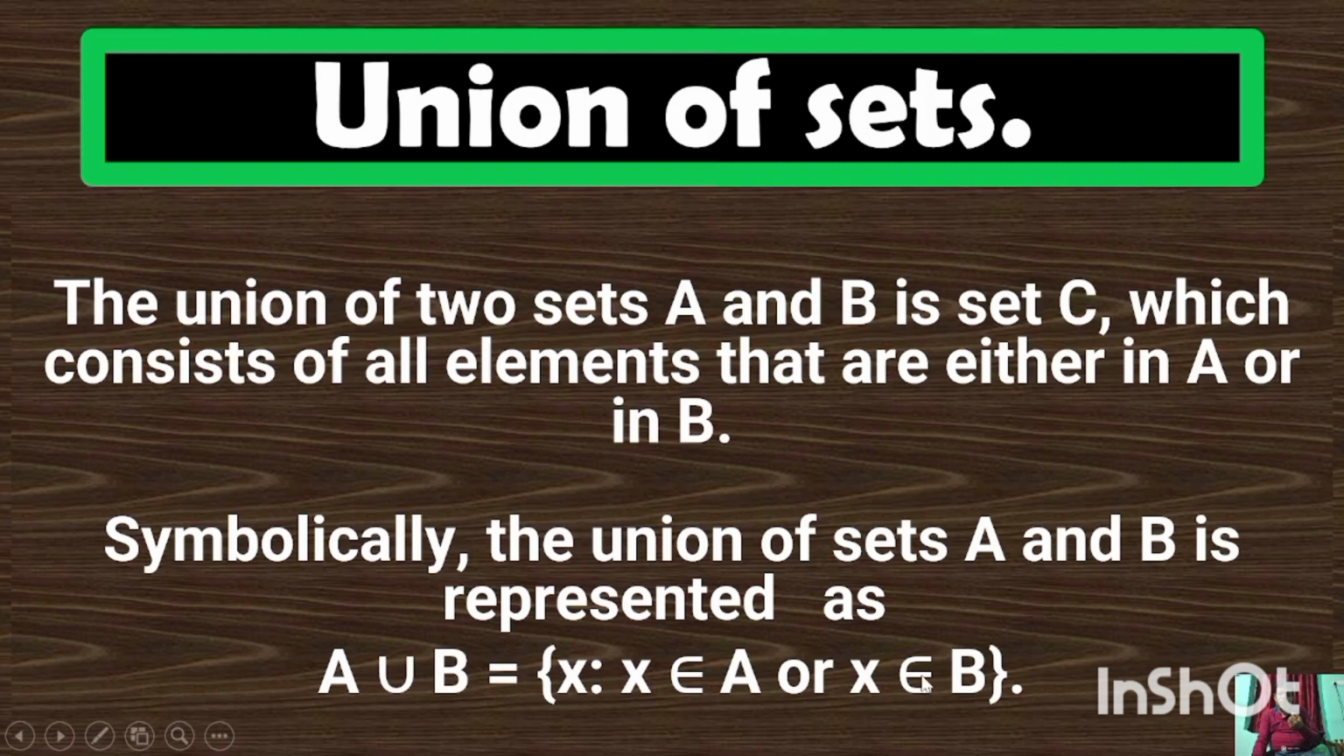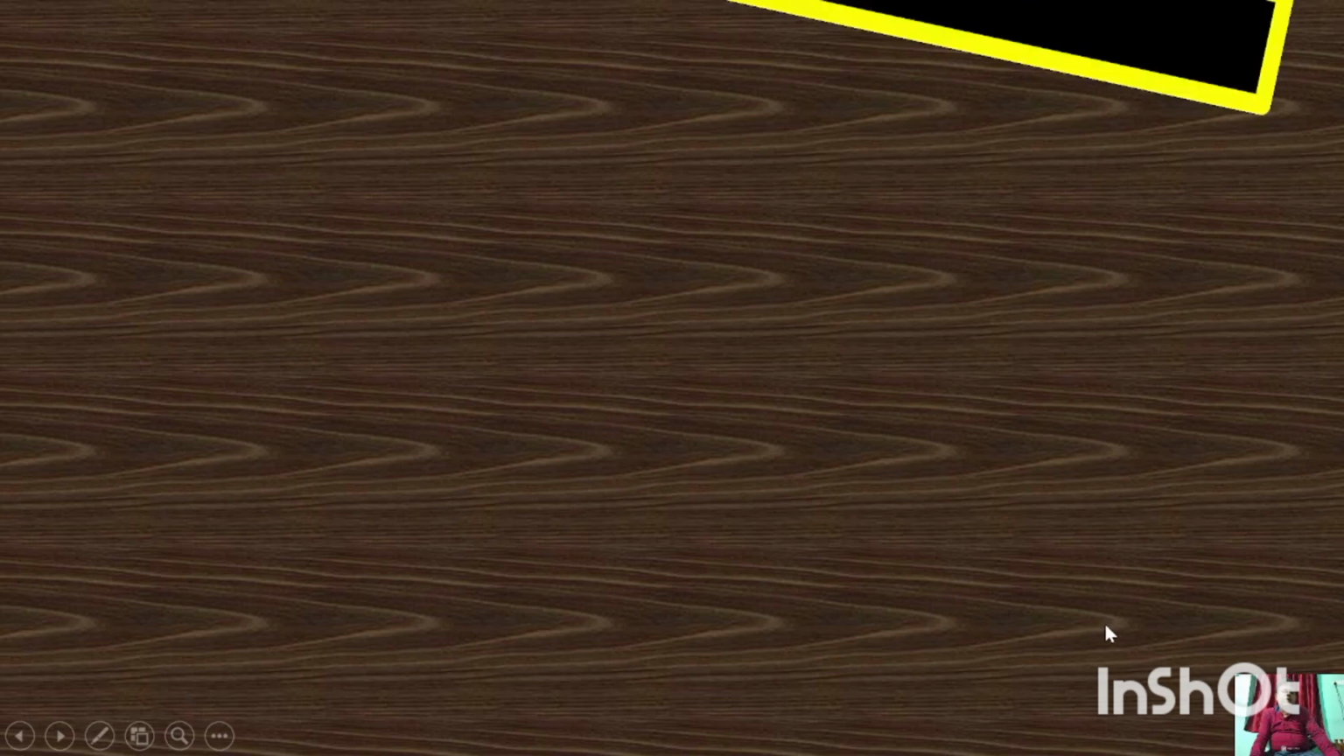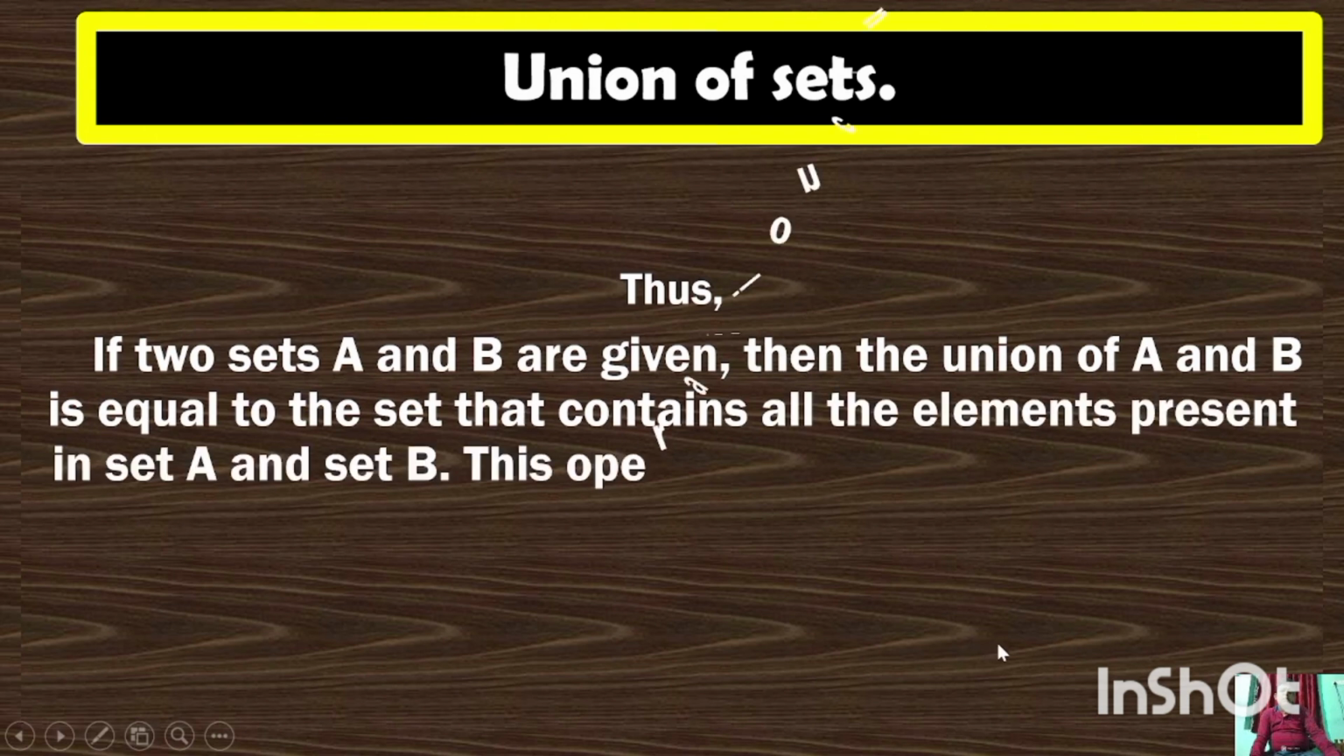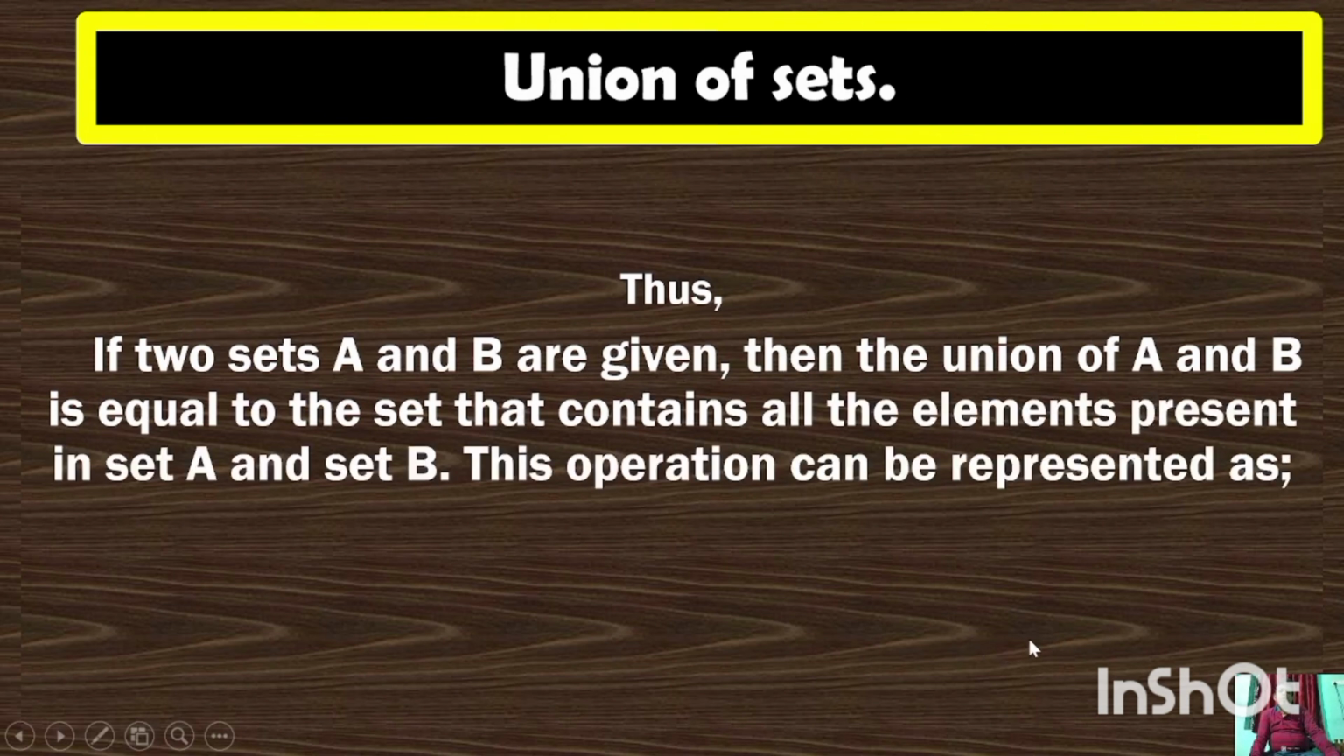Okay, and we can represent it in the set-builder method: A ∪ B = {x : x belongs to A or x belongs to B}. Clear? Understand? So in the set-builder method, we can represent the union set of A and B, A ∪ B, as x such that x belongs to A or x belongs to B. Thus, if two sets A and B are given, the union of sets A and B is equal to the set that contains all the elements present in the set A or in the set B. Understand?